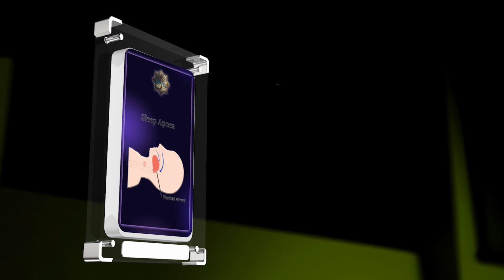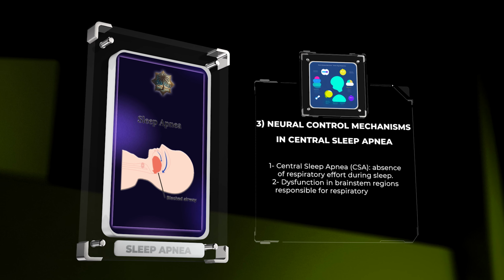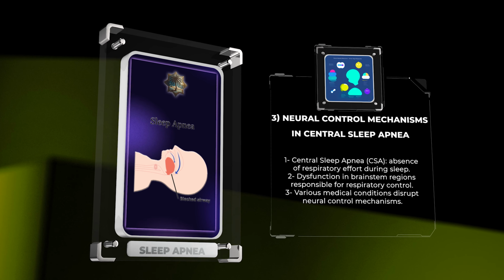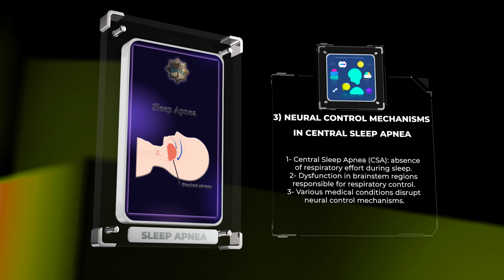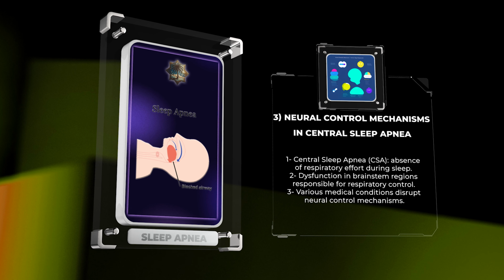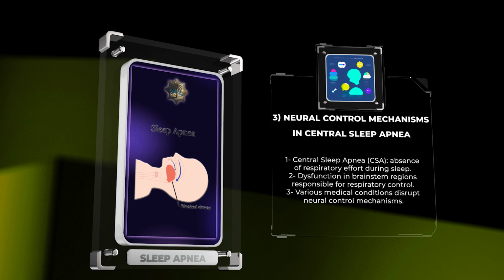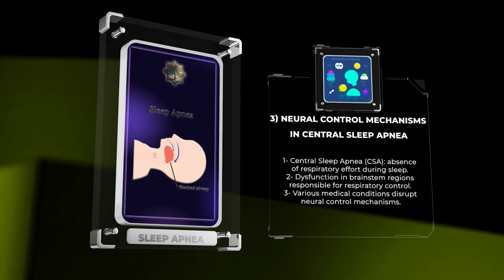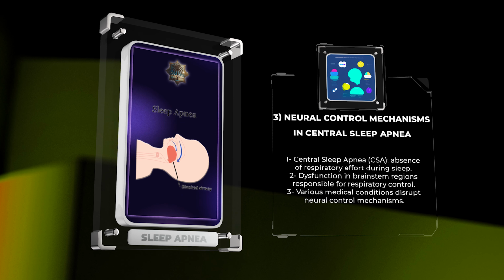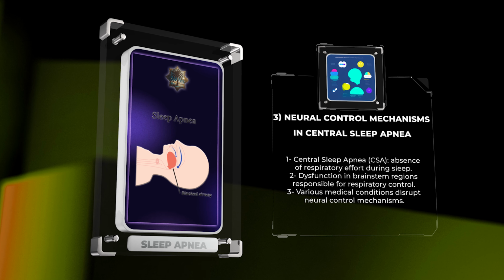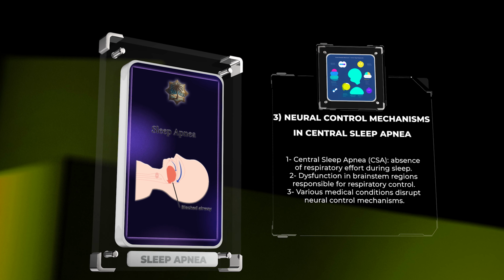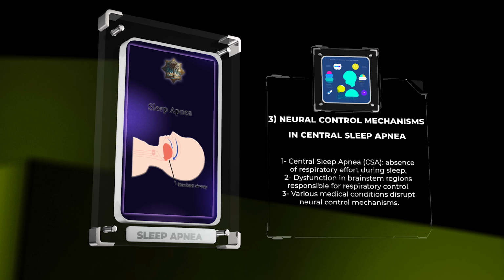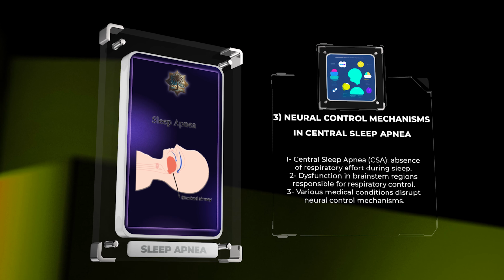While obstructive sleep apnea is primarily a mechanical issue, central sleep apnea, CSA, arises due to alterations in the central nervous system's respiratory control mechanisms. Unlike OSA, CSA is characterized by the absence of respiratory effort during sleep. Dysfunction in the brainstem regions responsible for regulating the respiratory drive, including the pons and medulla, can result in periodic lack of respiratory muscle activation. Various medical conditions, such as heart failure, stroke, and opioid use, can disrupt these neural control mechanisms. Recognizing the unique pathophysiology of CSA is vital for appropriate diagnosis and management strategies.